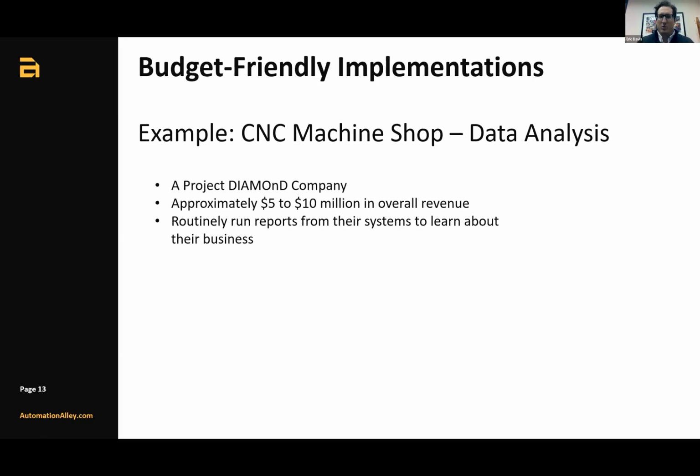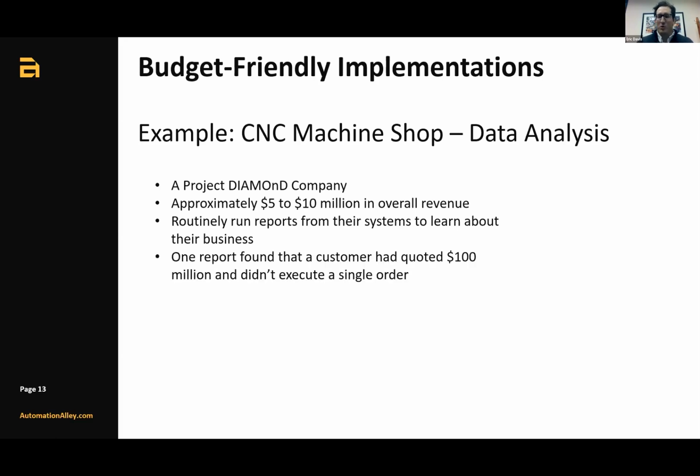They routinely run reports from their cloud, from their systems, to learn about their business. And one of them is a quoting report. They ran one of the reports they regularly run and found a customer quoted $100 million and didn't execute a single order. So they called up that customer, had an honest conversation, and said, hey, you can't do this anymore. And it led to a $1.8 million order.